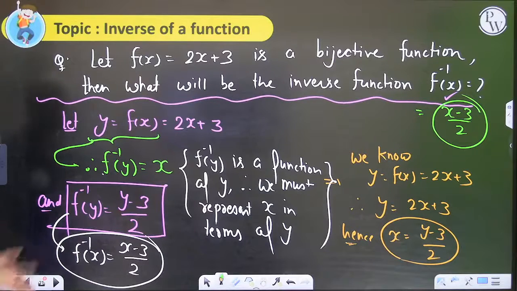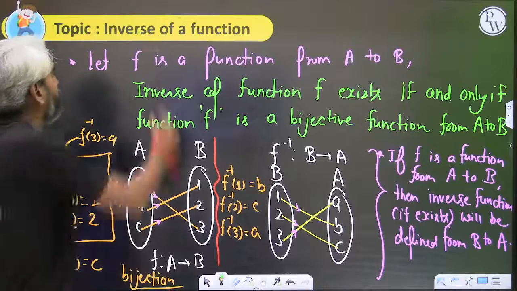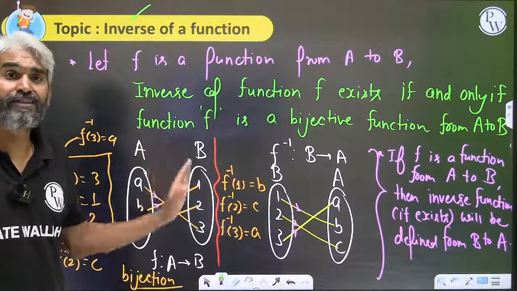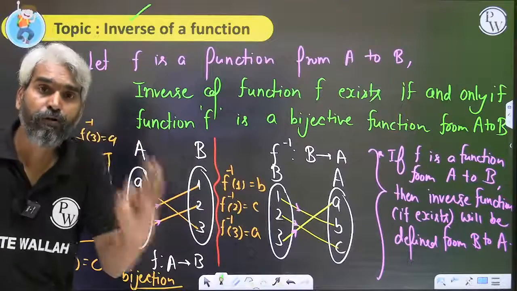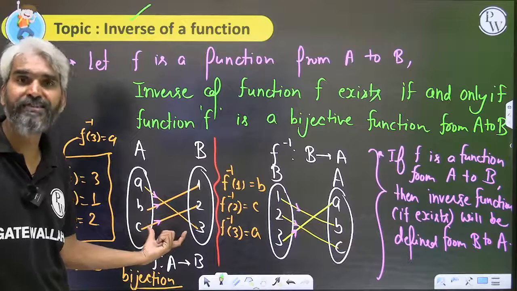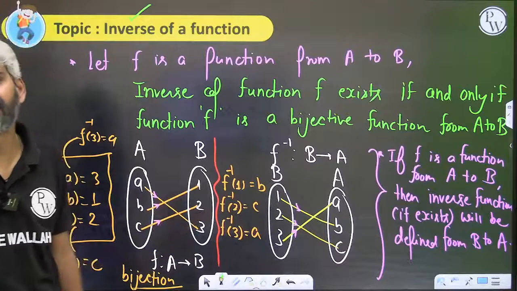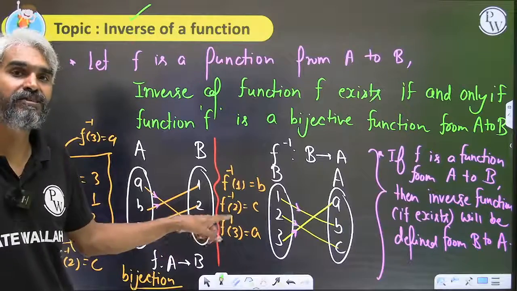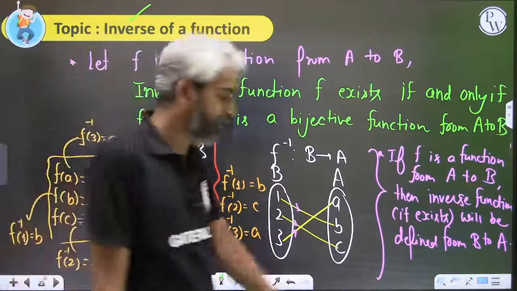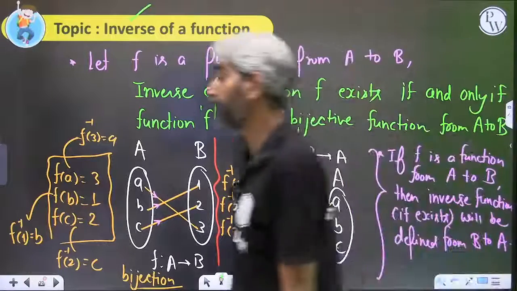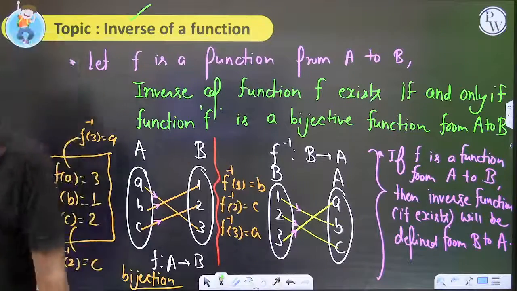So it's a very simple concept, but the key idea is when exactly the inverse function of a given function will exist. An inverse function will exist for a given function if and only if the function f is a bijective function. If it is not a bijective function, then the inverse function will not exist. Why? Because if the function is not a bijection, then the inverse relation will not be a function.